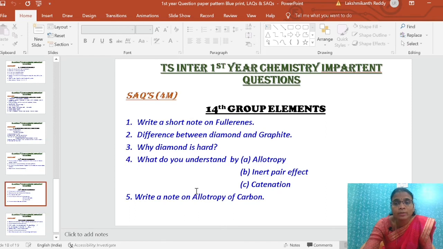Okay. Next, 14th group elements. Write a short note on fullerenes, difference between diamond and graphite. Next, why diamond is hard. Next, allotropy. So, explain the terms allotropy, inert pair effect, catenation power. Next, write on the allotropy of carbon.